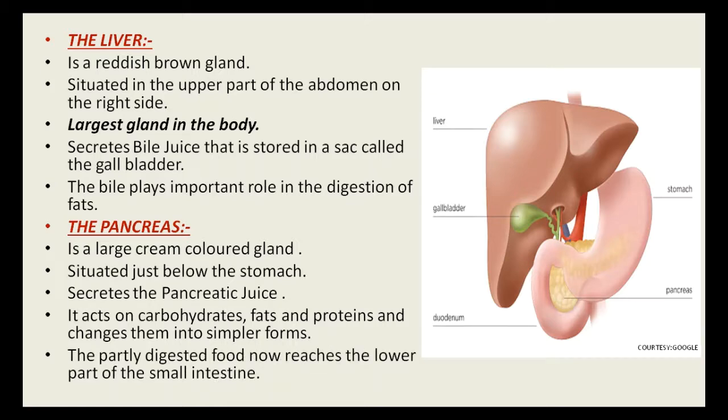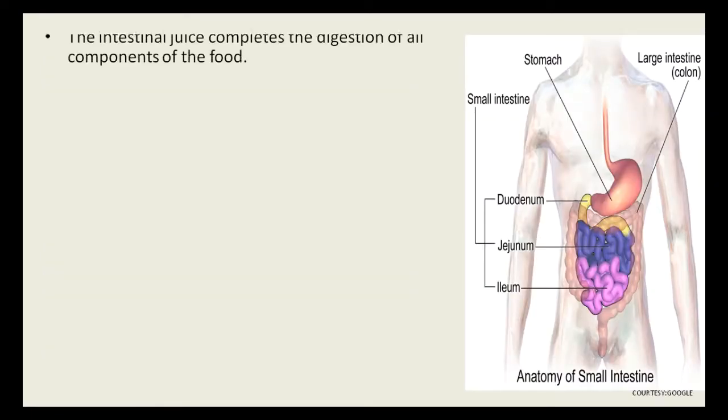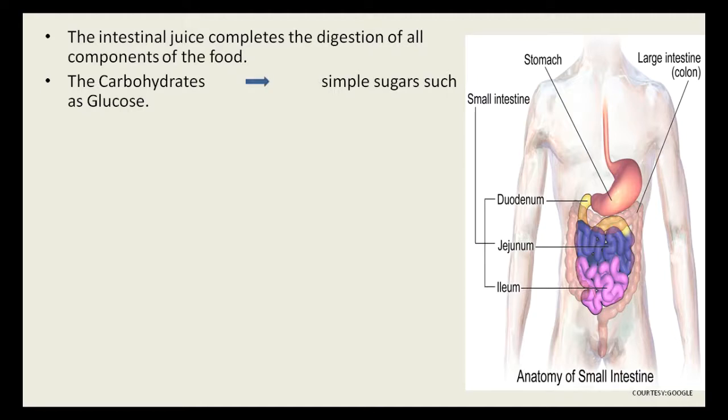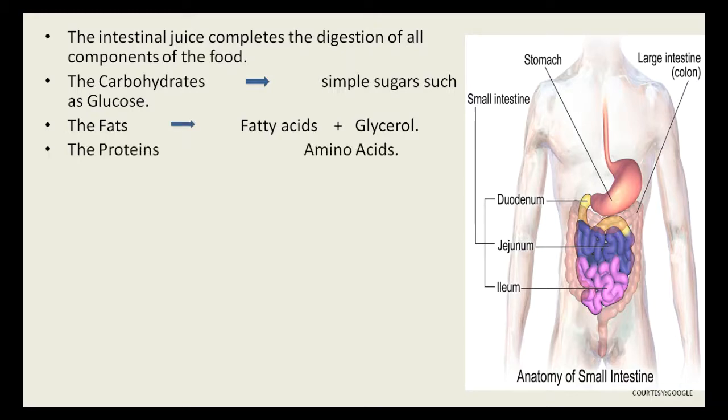The partly digested food now reaches the lower part of the small intestine. The intestinal juice completes the digestion of all components of the food. For example, the carbohydrate breaks down into simple sugars such as glucose. The fat breaks down into fatty acids and glycerol, and the protein breaks down into amino acids.